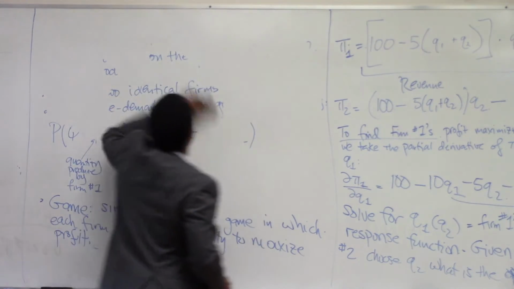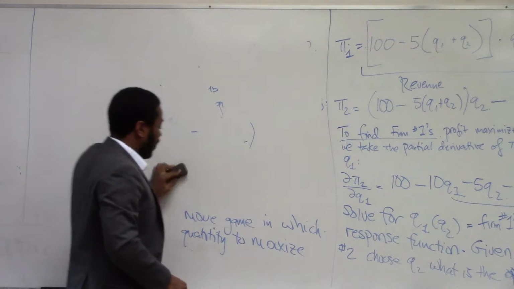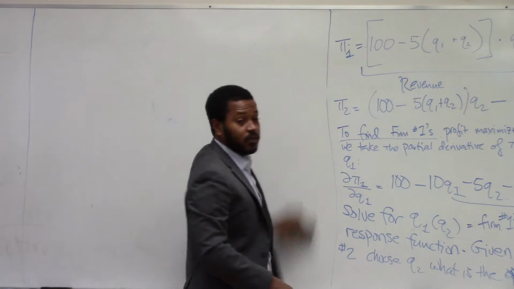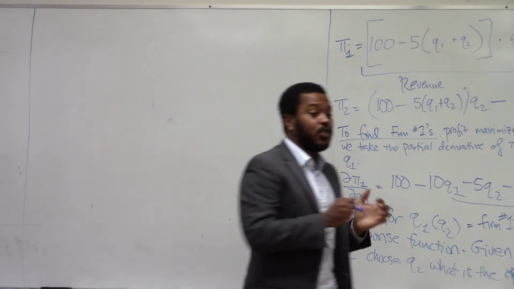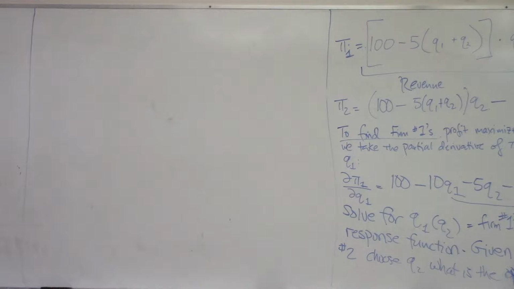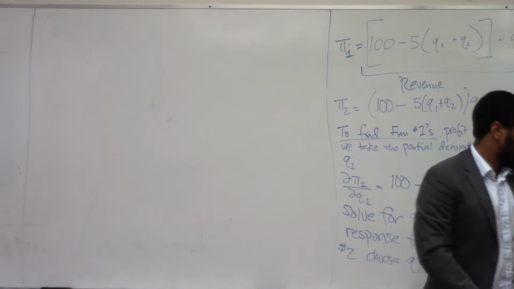Okay, so how do we find Q2? Who has any ideas of how do we find Q2? We know what Q1 star is. How do we find Q2? Just plug it back in. Yeah. Plug it back into what? The profit maximizing equation. Which equation? Equation 3, sorry, right?